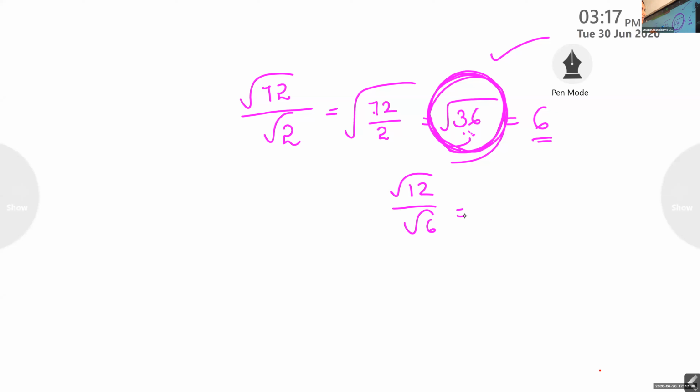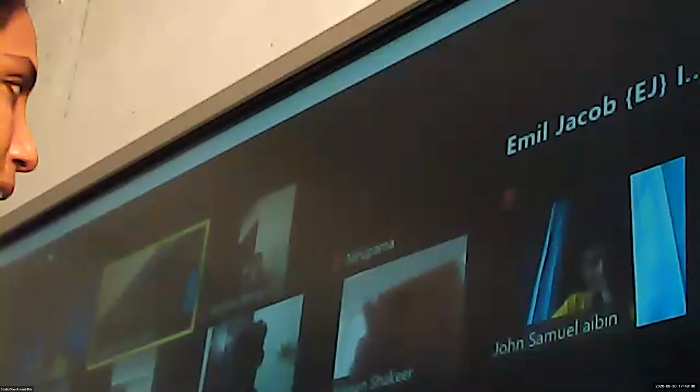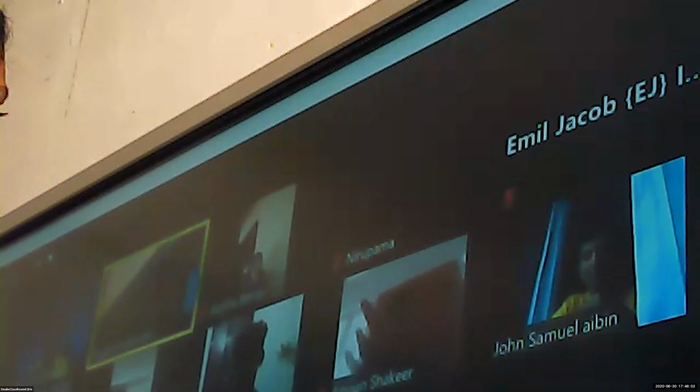Sorry, children, please, let me make him understand. When you divide, what answer will you get? Root 2. Is it rational or irrational? Irrational. Will you get a rational number as an answer? I'm asking you, will you get a rational number as an answer? Others are playing. Melvin, you are playing.